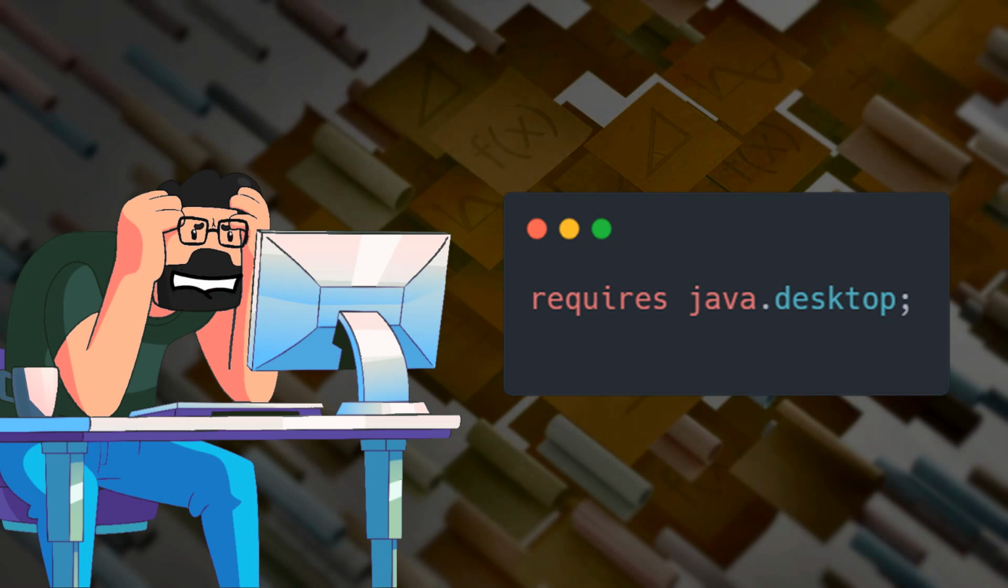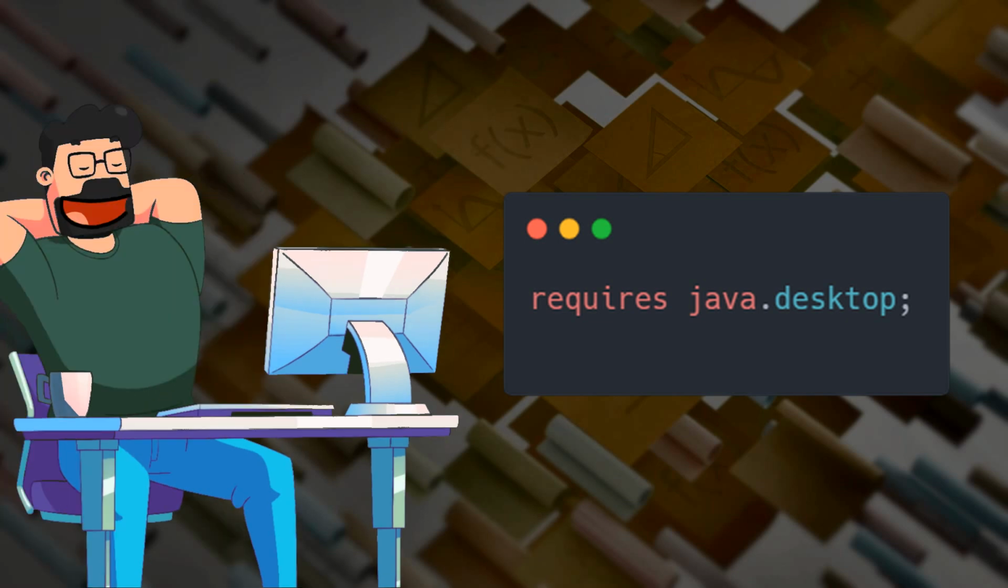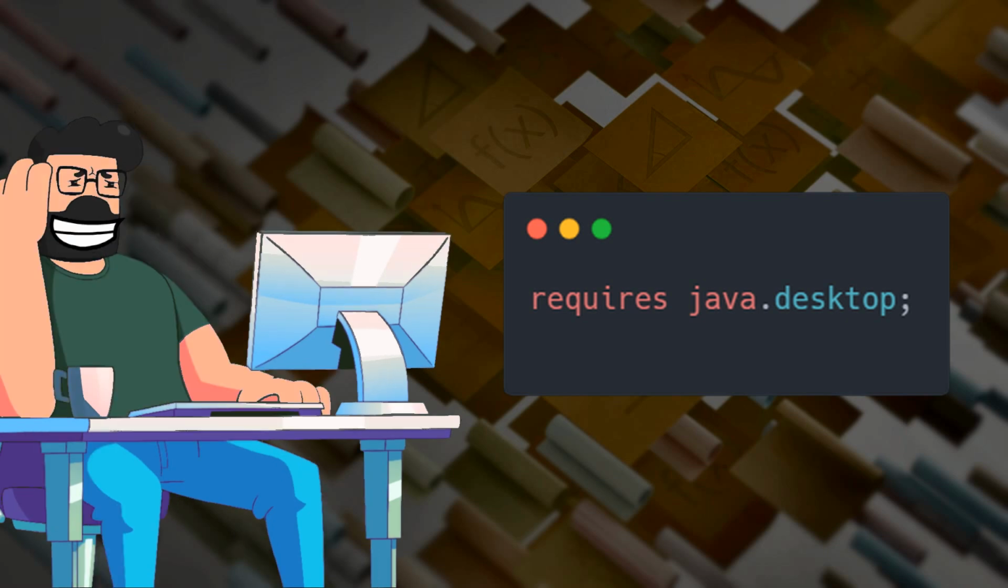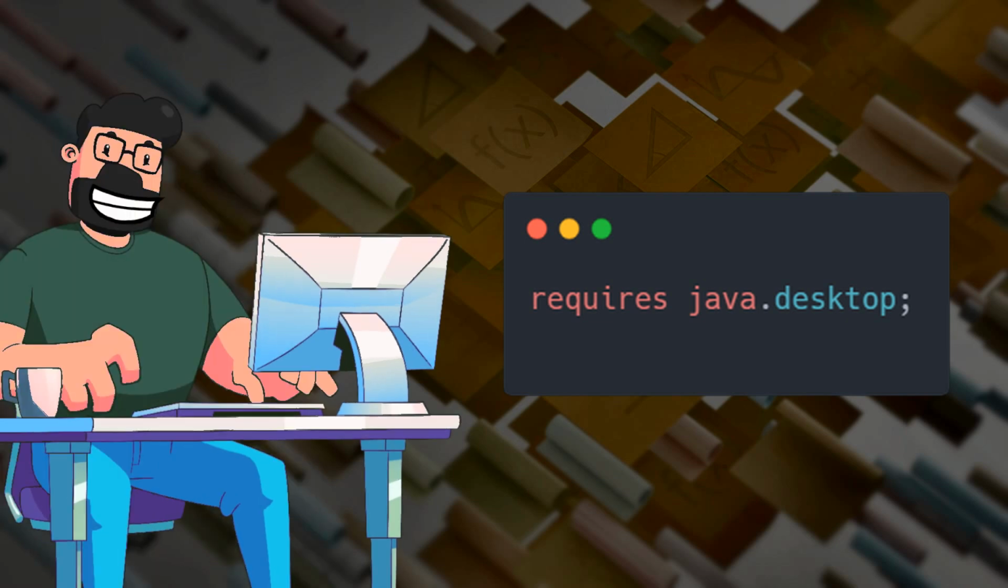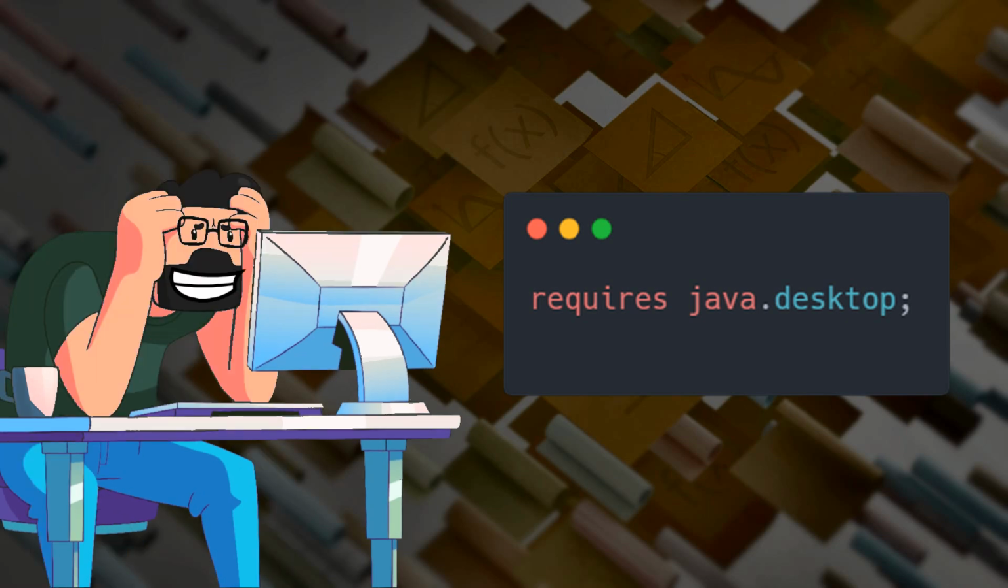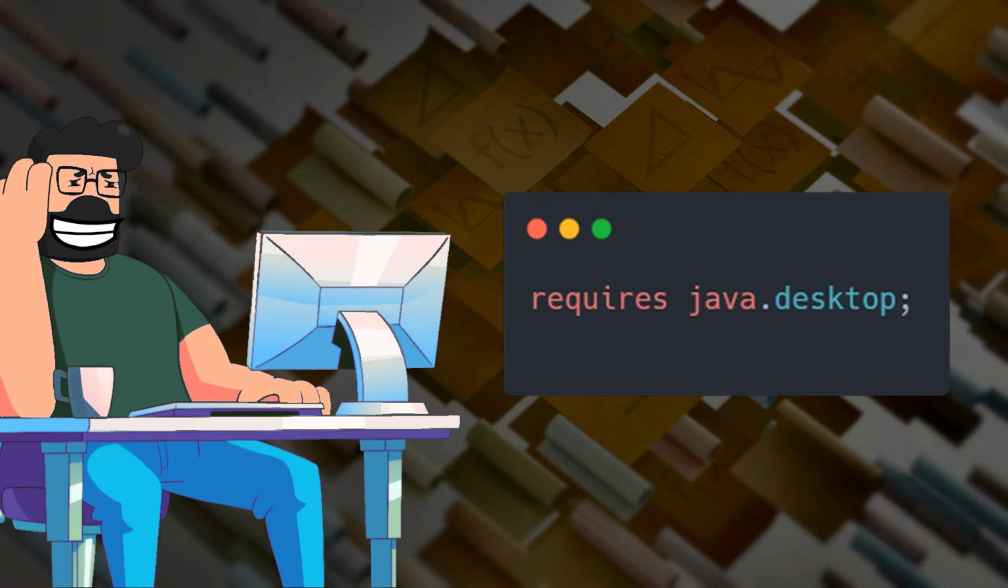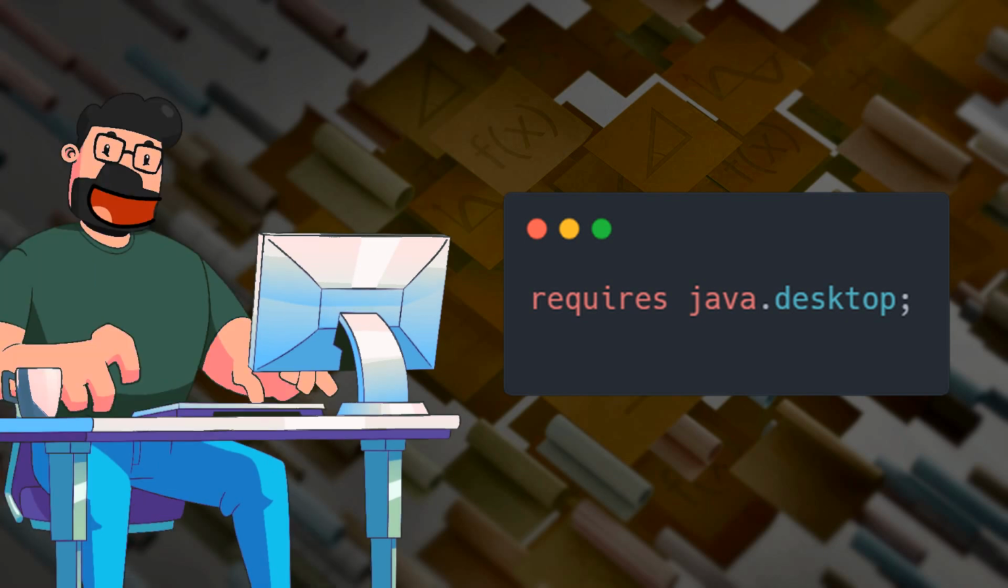Now, let's delve into the solution for this pesky problem. The key to resolving this issue lies in explicitly stating the requirement for the java.desktop module within your module-info.java file. By including the line requires java.desktop, you ensure that Maven can access the necessary Swing classes, including FileSystemView, for your application to function smoothly.